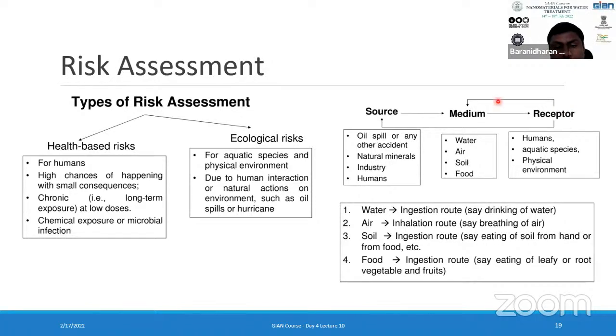The medium is how it reaches humans, through air, water, or food, and the source is where it comes from. Either it comes from a product, or from food material coated with nanoparticles, or from one form or another. Water is the ingestion route. Assume the water that you drink contains nanoparticles. Air is the inhalation route, and it gets into the lungs. Soil is again an ingestion route, where you cultivate soil containing nanoparticles and then consume the produce. And food is again the ingestion route. You consume the food.